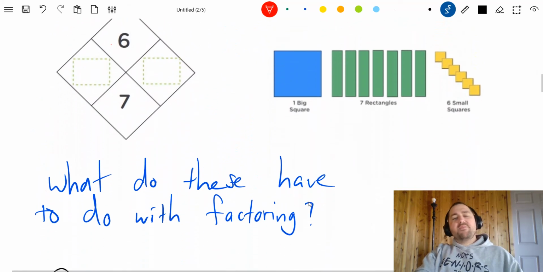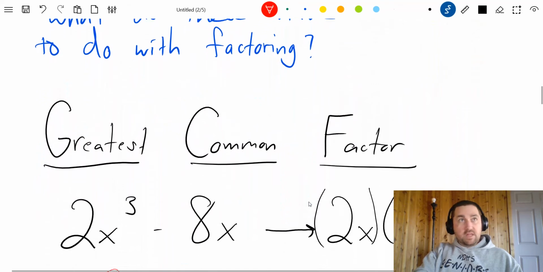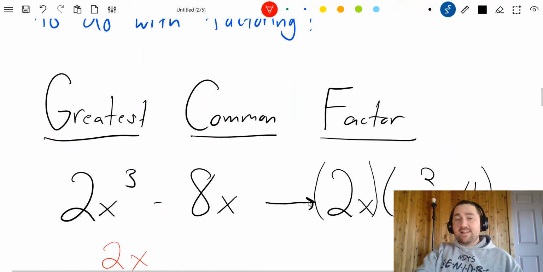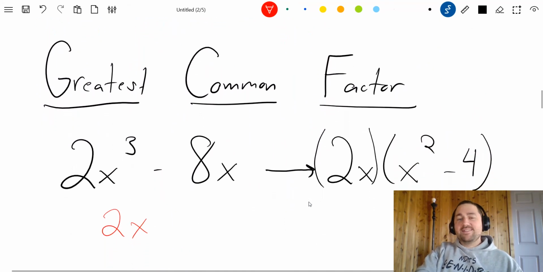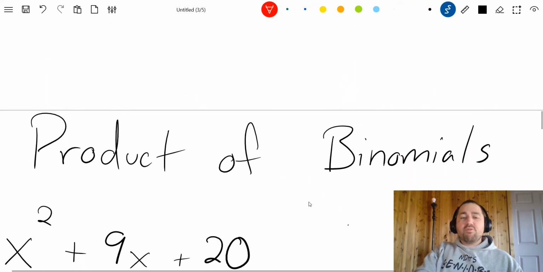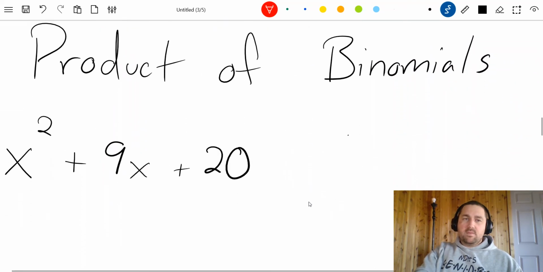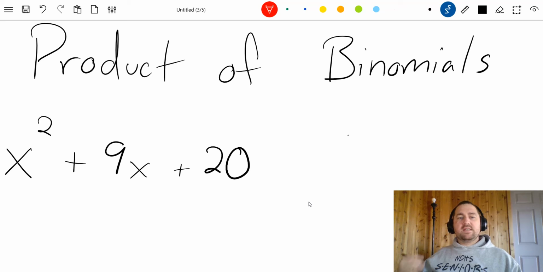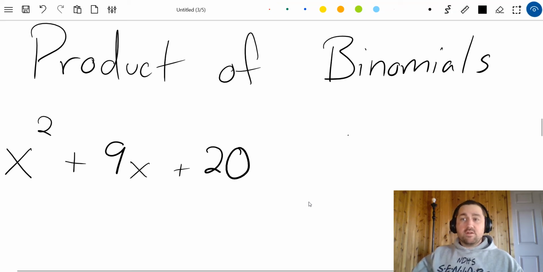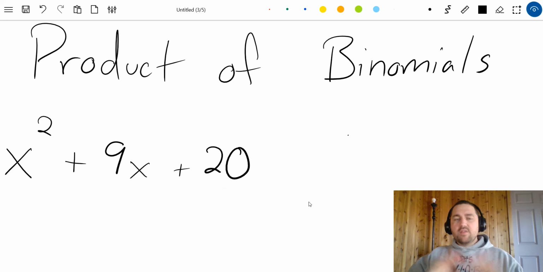But there's another type of factoring that we're going to really look at today. And we're going to find out it does have a lot to do with algebra tiles and diamond puzzles. And it's called product of binomials. And product of binomials is a technique that we would use to factor something like this expression here, right? X squared plus 9x plus 20. Looking at that, we can see there's no greatest common factor.